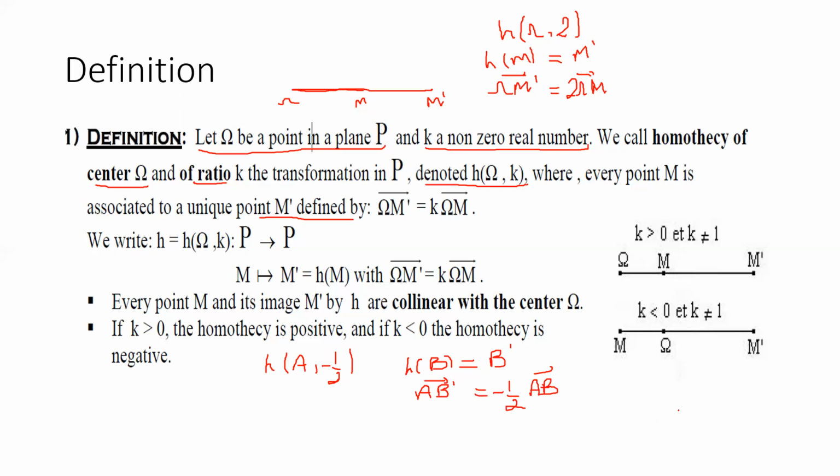If I want to draw, this is A and this is B. Where should B prime be? The center is the midpoint, B prime is the midpoint. Suppose AB is equal to 2, right? Then how much should AB prime be? 1. AB prime and AB, since k is negative, have opposite senses. Where should B prime come? On the left side of A. So here should be B prime. Pay attention to the sense. If k is negative, they have opposite sense.